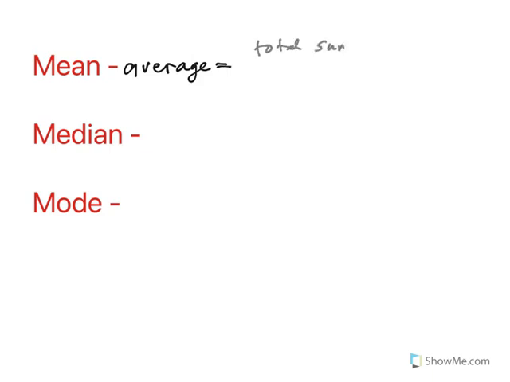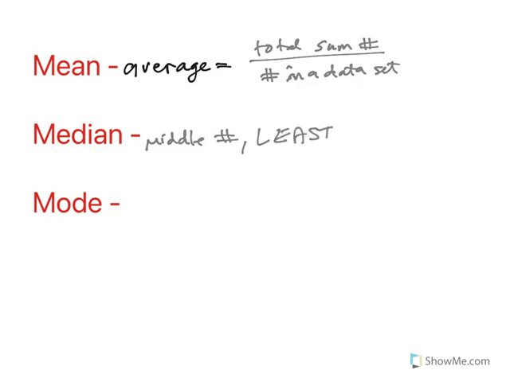Now, just to recall, the mean, sometimes known as the average, is found by taking the total sum of all numbers, so adding all the numbers together and dividing by the total number of items in the data set. The median is the middle number of the data set, and it's important that the numbers are in order, least to greatest. So you first need to make sure they're in order, then find the number right in the middle. The mode is the number that appears most often.